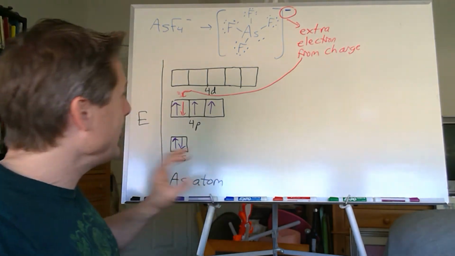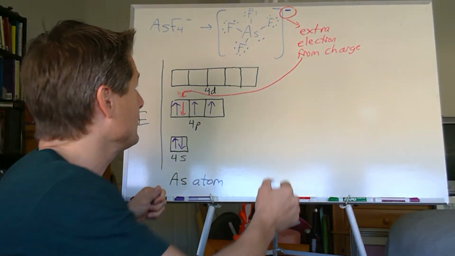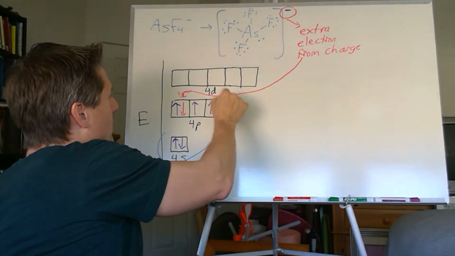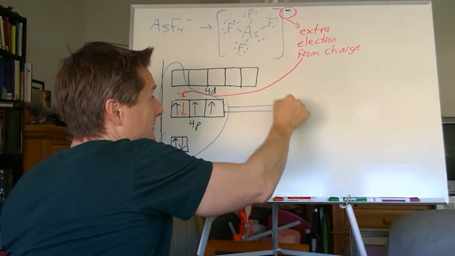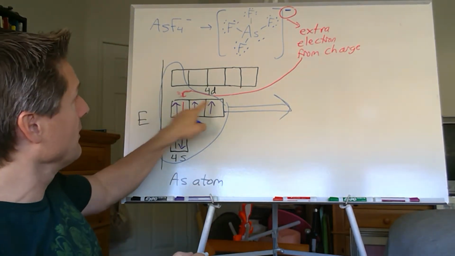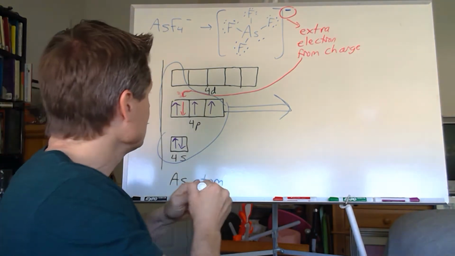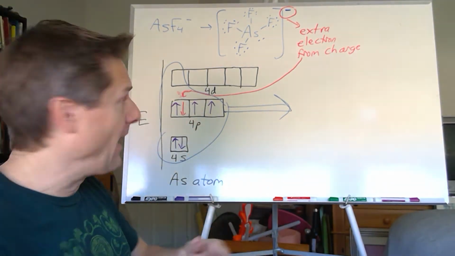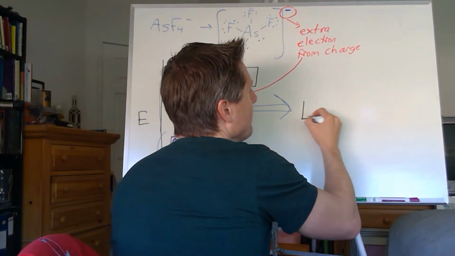Now remember, we're doing sp3d hybridization. So we need all the s, all the p's, and 1 of the d's. Everybody agree? 1, 2, 3, 4, 5. sp3d. So I circled 1, 2, 3, 4, 5 orbitals. 5 atomic orbitals gives you 5 hybrid orbitals. So I'm going to draw 5 here.